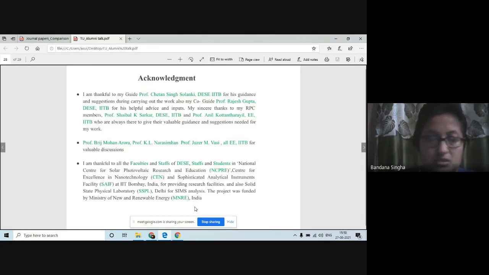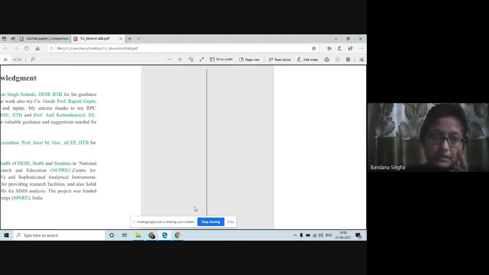And this work was carried out under the guidance of Professor Sadhan Singh Solanki, and I want to acknowledge all who helped me while carrying out the experiments. Also the labs like the National Center for Photovoltaic Research and Education, NCPRE, then the CEN and SAFE facilities, and for SIMS analysis, SSPL Delhi helped me a lot.